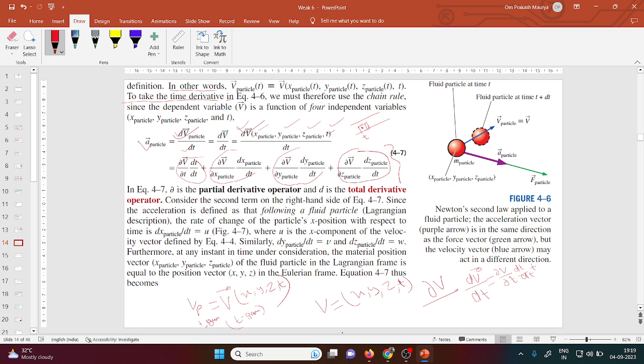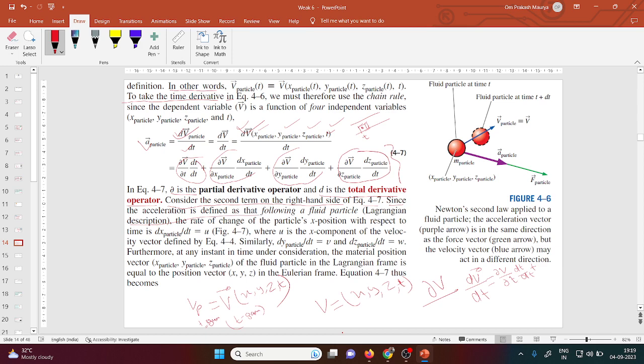Here is something interesting for you. In equation 4.7, del is a partial derivative operator and d is a total derivative operator. D is what? The total derivative operator, and this is also known as the material derivative. Later we will explain this also. Consider the second term on the right hand side of equation 4.7.